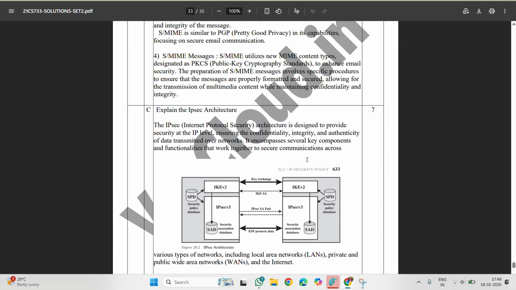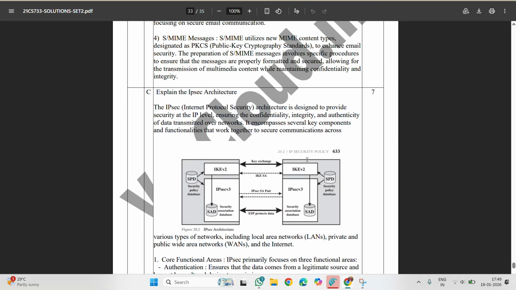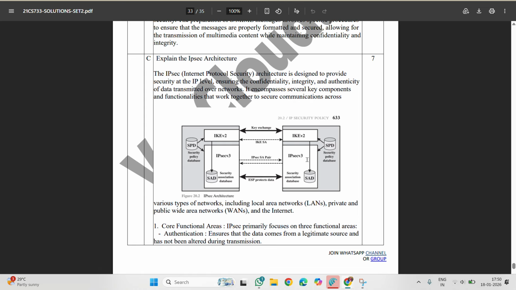And coming to the question number 10c, explain the IP security architecture. For this, firstly, we have to write what is IP security, Internet Protocol Security, what is the definition of it and why it is used. Mainly, it is used for ensuring the confidentiality, integrity, and authenticity of data transmitted over networks.